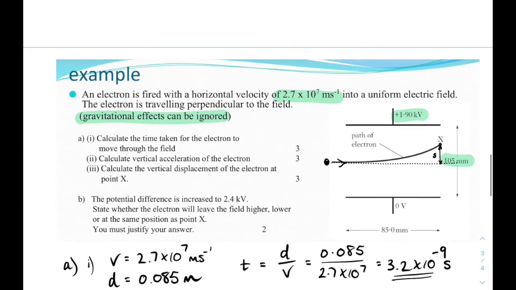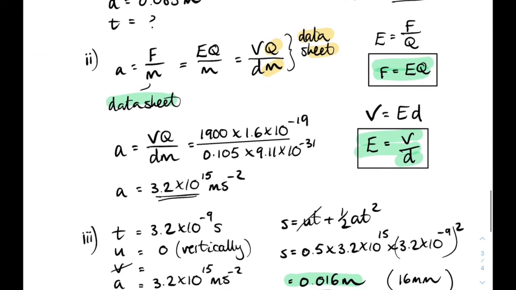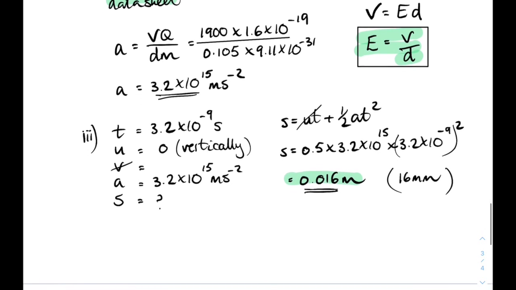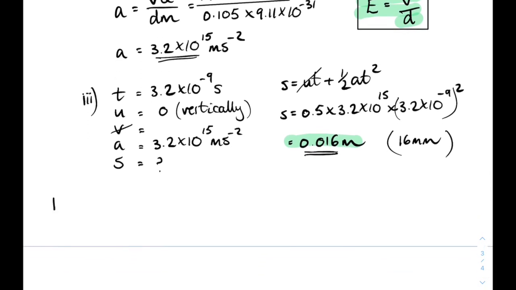Great question. Part B, the potential difference is now increased to 2.4 kilovolts, so the voltage is greater. State whether the electron will leave the field higher, lower, or at the same position as point X, and you must justify your answer. Okay, if you ever get a must-justify question, that means you can't have a guess. You have to use some physics to justify why you've put that answer.